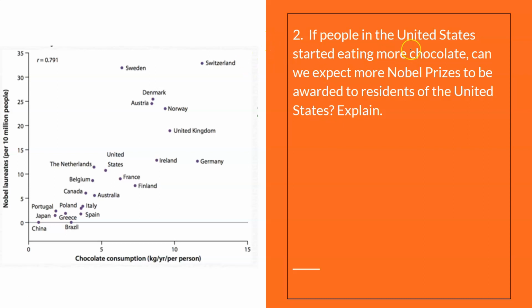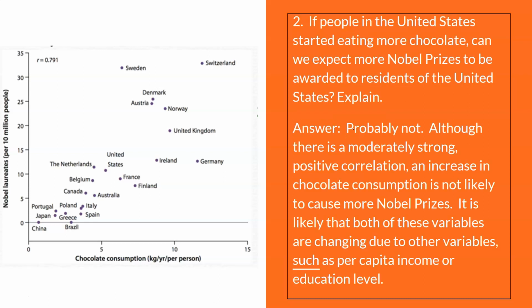If people in the United States started eating more chocolate, can we expect more Nobel Prizes to be awarded to residents of the United States? Explain. Go ahead and do that now. The answer is probably not. Although there is a moderately strong positive correlation, an increase in chocolate consumption is not likely to cause more Nobel Prizes. You should have said probably not or no in some way. And your explanation is an increase in chocolate consumption is not likely to cause more Nobel Prizes.